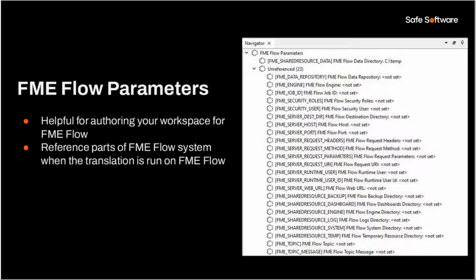So the FME Flow parameters menu you see in the Workbench Navigator lets you set temporary values for development and testing. And when you publish up to Flow, those values are essentially ignored. In fact, I don't think they even come up to Flow.